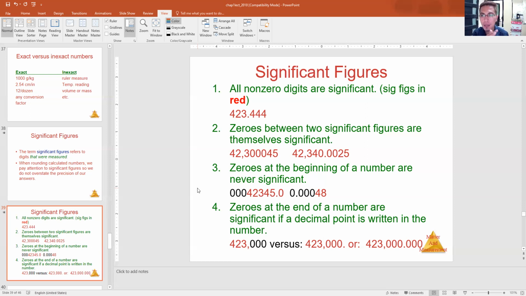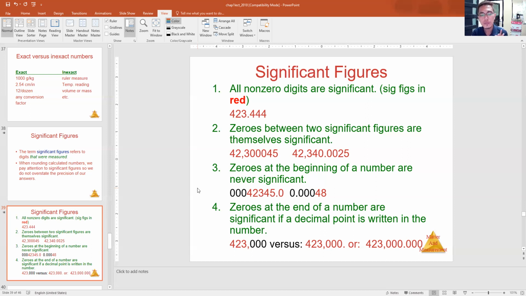That is what is highlighted there. While the second example is 0.00048, with four zeros before 48. So the only significant number there is 48. Those on the left side are not considered, because they are on the left side. Number 4, zeros at the end of a number are significant if the decimal point is written in the number.